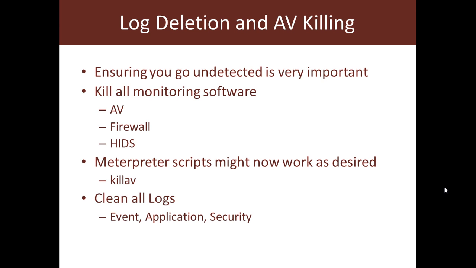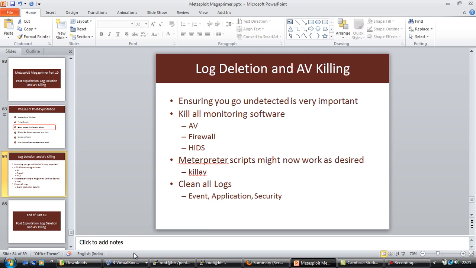How would we go about doing this? Well, there's a Metasploit script called kill AV which will kill all the different antivirus software. It has a huge list which it supports and we'll go with that. But you'll notice that there are some interesting issues which creep up and then I'll teach you how to solve them. Then we'll actually look at cleaning all the logs, which include the event, application and security logs on a Windows system. So without further ado, let's go to our setup.